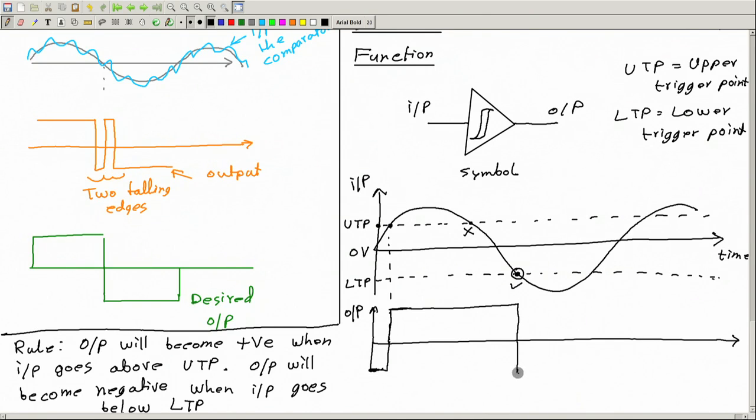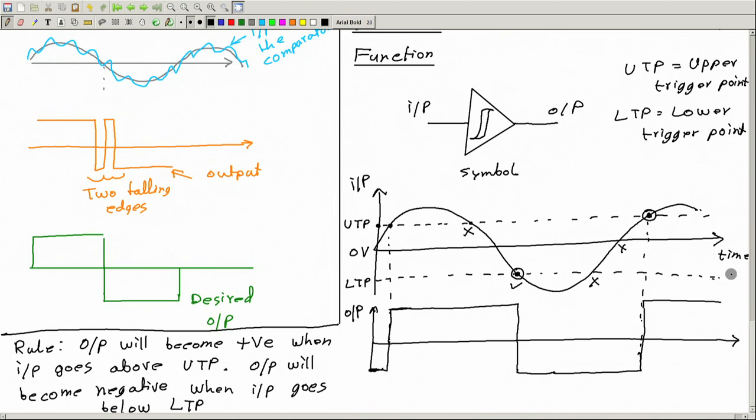Then it will stay here. How long? Up to this point, when input goes above upper trigger point again. So it will not change here. Even if the input is crossing lower trigger point, no, not here, it will not change here. It will not change here when the input is going from negative to positive, no, not here, but only here. Okay, and then it will stay positive until it crosses the lower trigger point again.